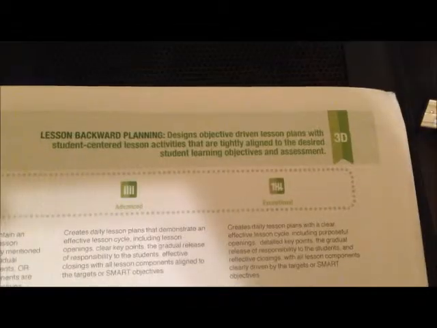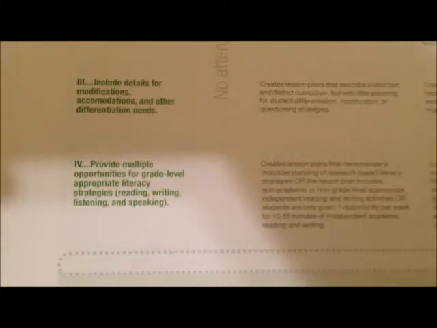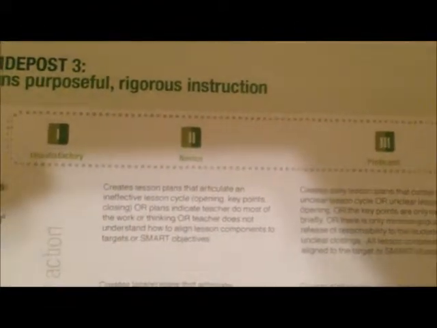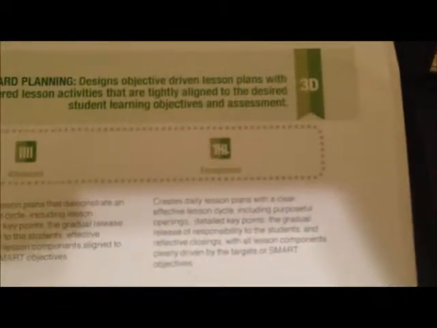So evaluating a teacher's ability to lesson backwards plan is grounded in 4 key components. The first of which is creating daily lesson plans that demonstrate an effective lesson cycle aligned to targets or SMART objectives. 2, have clear learning goals. 3, include details for modifications, accommodations, and other differentiated needs. And then finally, 4, provide multiple opportunities for grade level appropriate literacy. Across these 4 components, we have descriptors here, which I'll send to you guys in an email, that determine whether a teacher is unsatisfactory, ranking a 1, all the way through exceptional, which is ranking a 5.